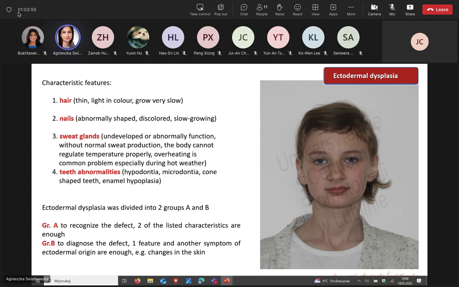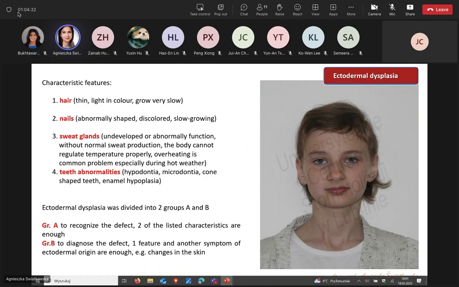Teeth abnormalities: hypodontia, microdontia, cone-shaped teeth, and enamel hypoplasia. In this group of patients, we can sometimes expect anodontia in the deciduous or permanent teeth. It's not a very common situation, but in this group of patients we can observe anodontia. I want to remind you that anodontia is a lack of the germs of all the teeth, so it's a rather rare situation. Ectodermal dysplasia was divided into two groups, A and B.